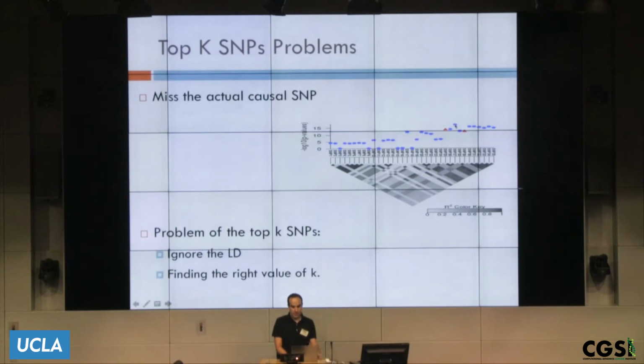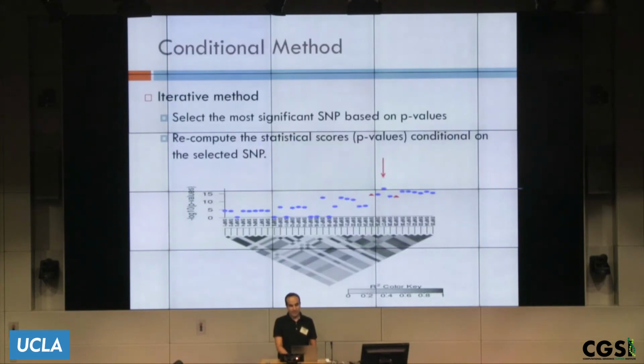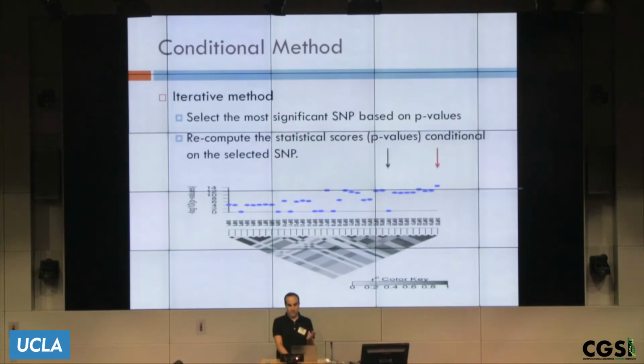So that's why top SNP. So does anyone know... okay, so another approach is called the conditional method. Have people heard of the conditional method? Okay. So what people do is basically take the most significant SNP, pick it, and then condition on it and recompute the p-values for the remaining SNPs. So that's what happens here. And then they take the next most significant conditional SNP, pick that, and repeat until at some point they stop.